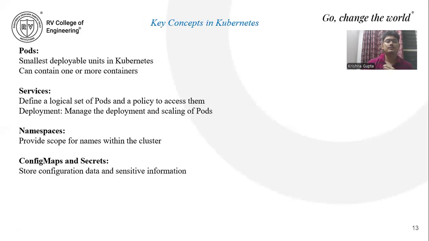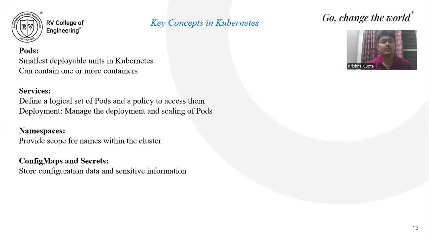Okay, so now we are coming to the key concepts in Kubernetes. Pods. It is the smallest deployable unit in Kubernetes, as I've already told you. Now, a pod can contain one or more containers. That means a pod can contain one or more microservices. Then services.